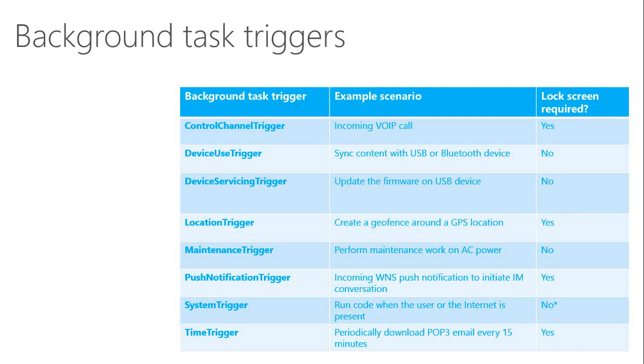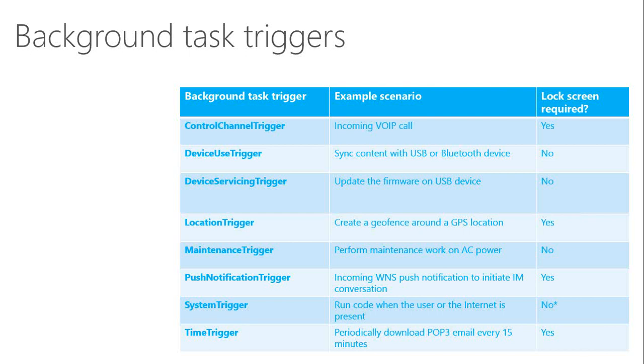Maintenance trigger performs maintenance work on the AC power. Maintenance triggers work only on the AC power, and it's available for all kinds of applications. Push notification trigger: incoming WNS, which is Windows Notification Service, push notification to initiate IM conversations. So if you have any kind of push notification services happening, the push notification trigger is used so that the corresponding background task can be executed in the background.